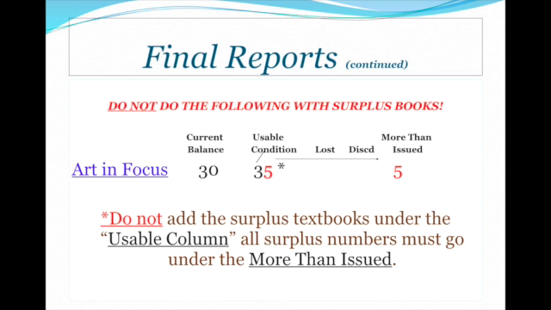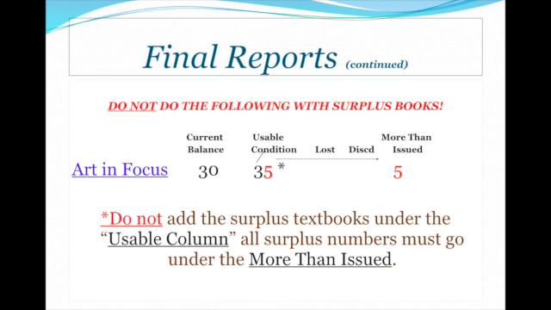Okay. Such as here, notice that the current balance was 30, usable condition now is 35, and more than issued was 5. It says do not add the surplus textbooks under the usable column. All surplus numbers must go under the more than issued. Okay, so you would put that under 5 and not include that in your usable condition.